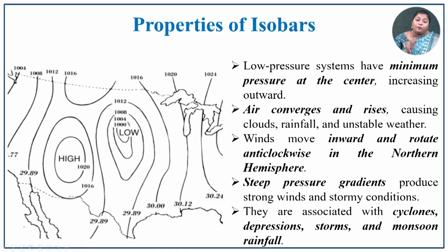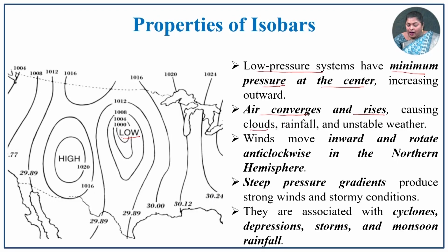So, what are all the properties of isobars? The low pressure system has a minimum pressure at the center. So, if it is going to be a low pressure, the pressure here will be a minimum and the air will converge and rise. Why is the air converging and rising? Because of the heating process. Because of this convection process, it causes clouds, rainfall and unstable weather in this low pressure region.